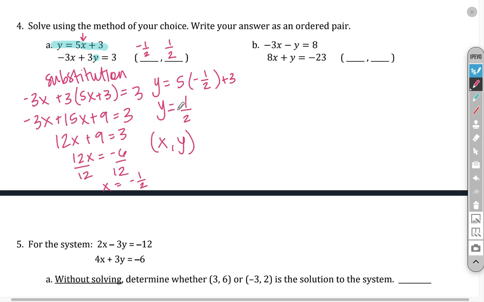B says negative 3x minus y equals 8, and then 8x plus y equals negative 23. So the first thing that I'm going to do is set these equal to y. So we've got negative 3x minus y equals 8.